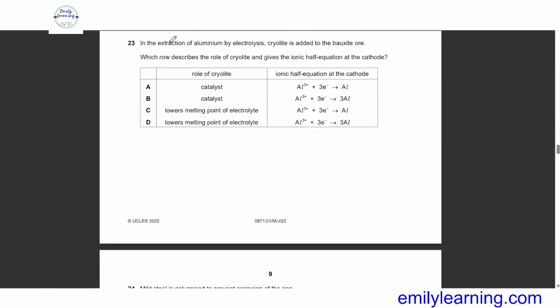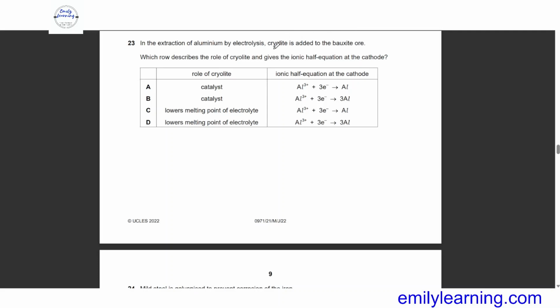Moving on to question 23. In the extraction of aluminium by electrolysis, cryolite is added to the bauxite ore. Which row describes the role of cryolite and gives the ionic half equation at the cathode? Basically this one is to know the electrolysis process for the extraction of aluminium from its ore. So now let's take a look. What's the role of cryolite? We add cryolite so that it acts as an impurity to lower the melting point of your ore.